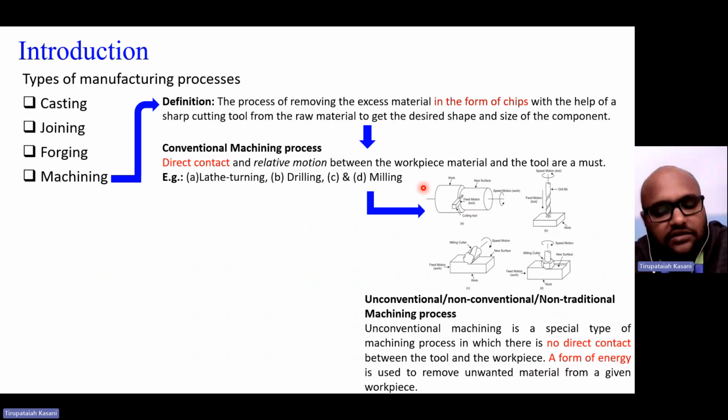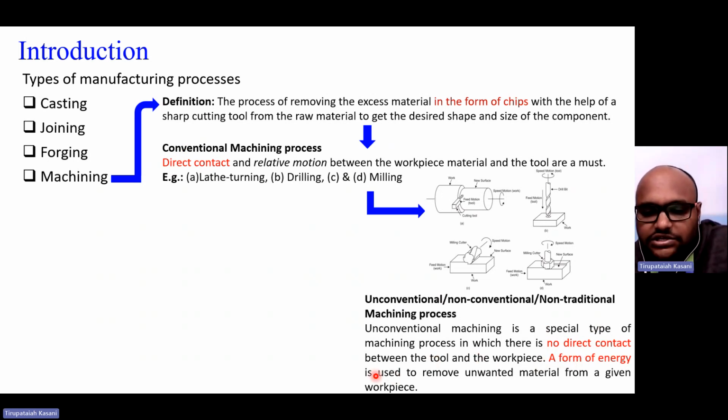Then what is the unconventional machining process? We can call it unconventional, non-conventional or non-traditional machining process. It is a special type of machining process in which there is no direct contact between the tool and workpiece. Here there is a direct contact. Here no direct contact between the tool and the workpiece.